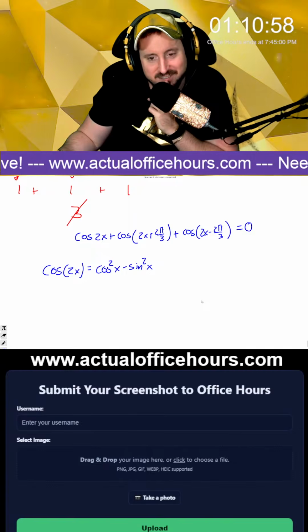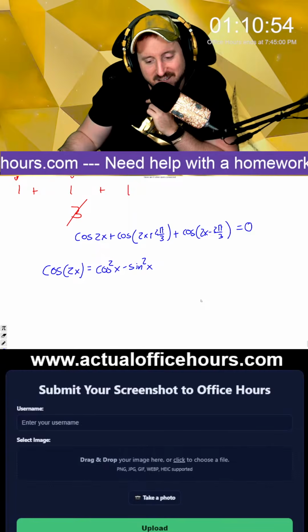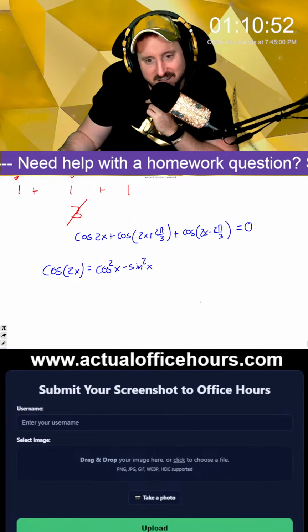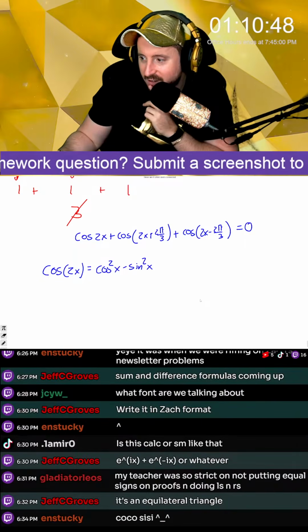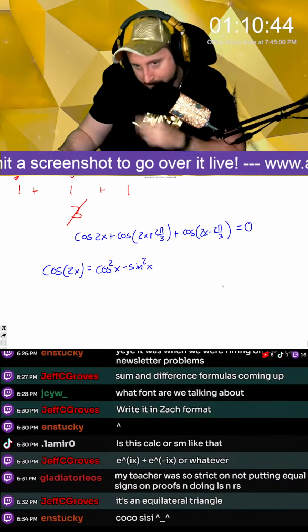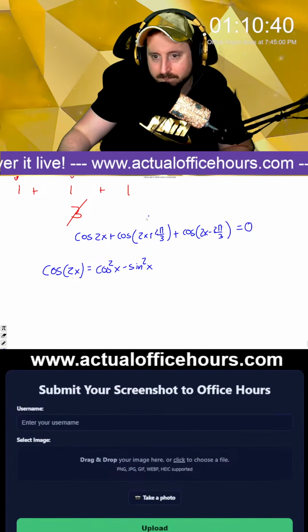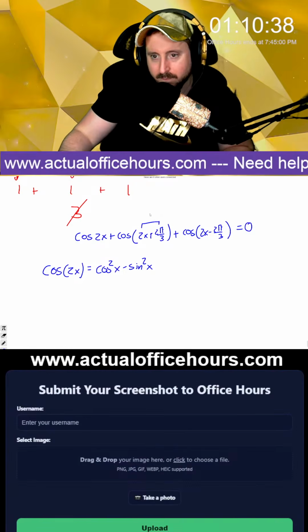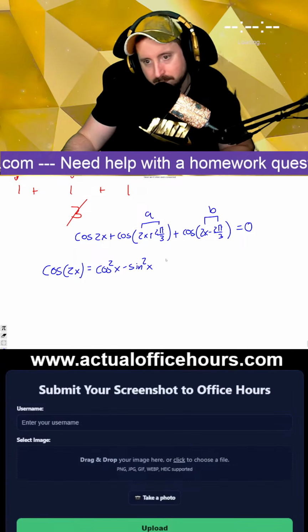I was gonna say you don't need the formula for the first one because it's gonna be useless in this context. See, what you want to notice is that the arguments of the last two terms are actually, if you denote a to be 2x plus, that is going to be a plus b, a minus b.